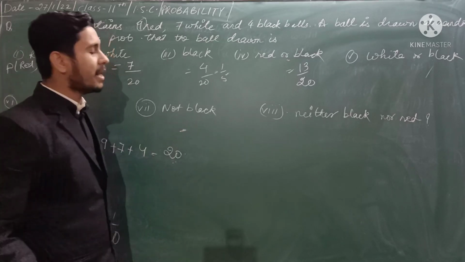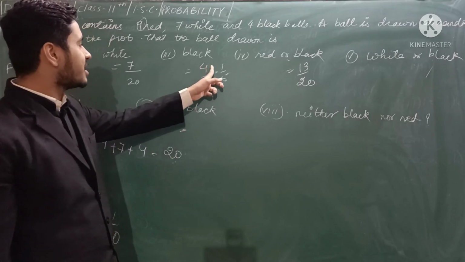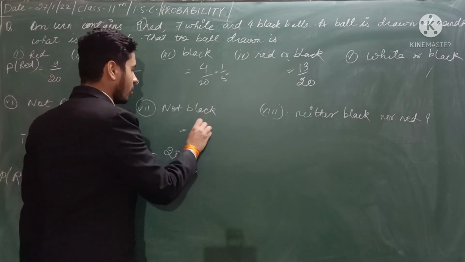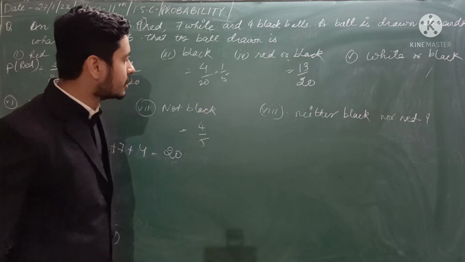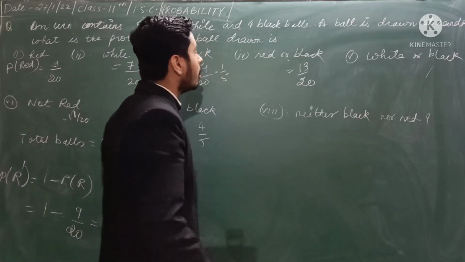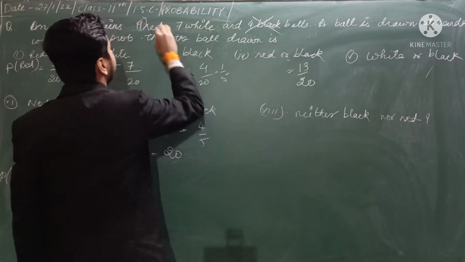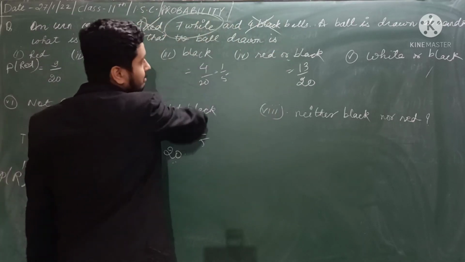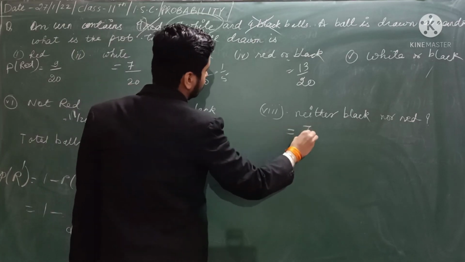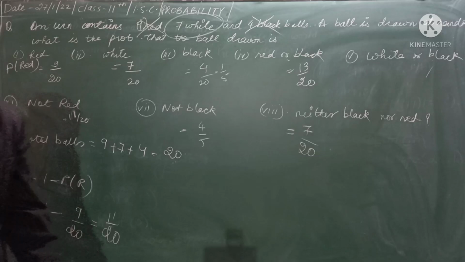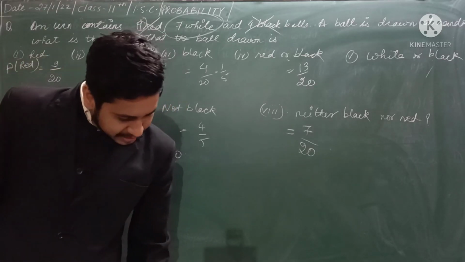Not black. What do you mean by not black? With the help of this, 1 minus 1 upon 5, which is 4 upon 5. So this will be the answer. Neither black nor red means black should not be there as well as red should not be, that means they are talking about the 7 white, so 7 upon 20. So this is what you have to do. I hope this is clear to you.